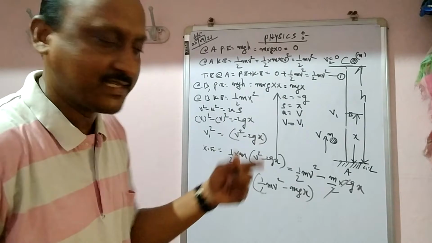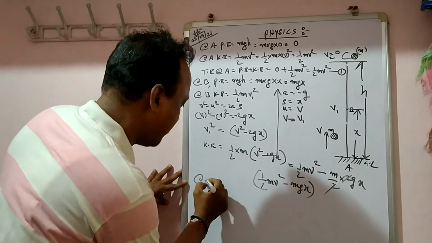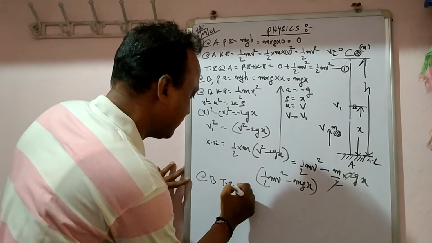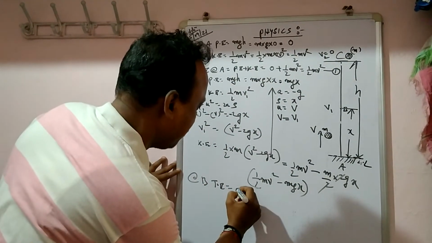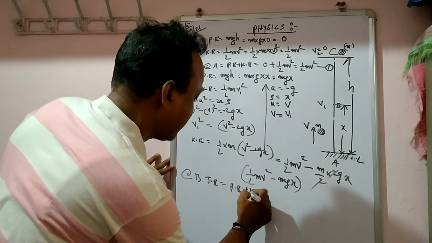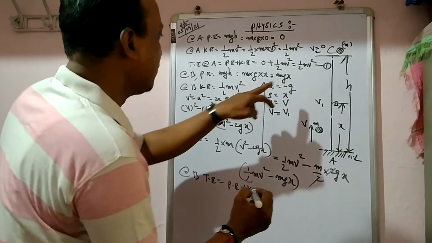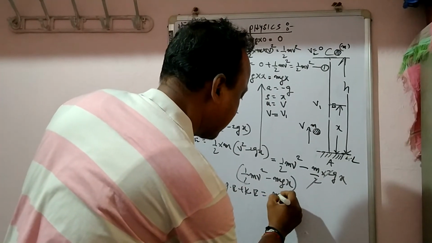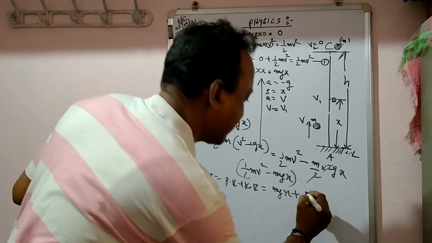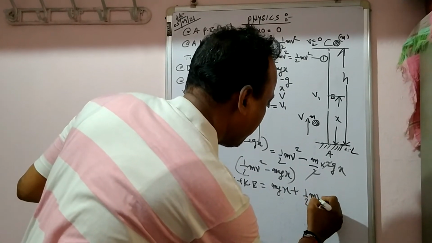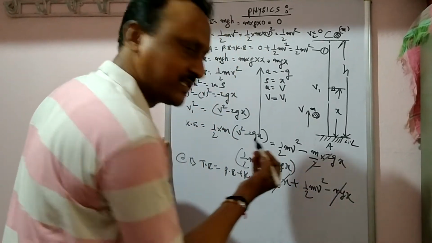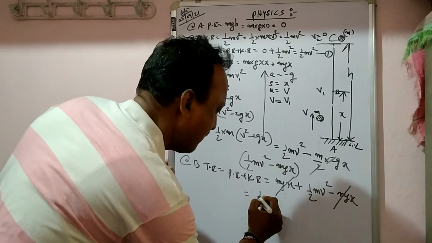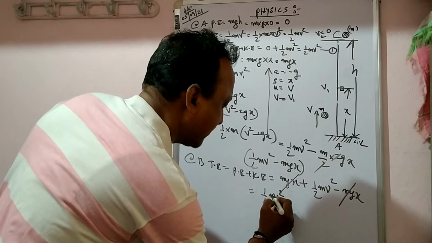Now what is the total energy at B? At B, total energy is equal to PE plus KE. So you can see here, the PE we already calculated is mgx, plus KE, that is half mv square minus mgx. So minus mgx plus mgx gets cancelled, therefore we got half mv square.